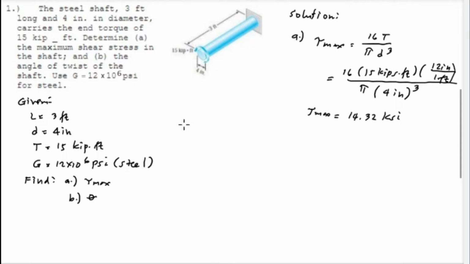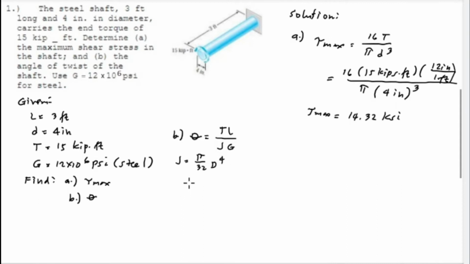Next, for B, which is theta, the formula is TL all over JG, and this is the equation for angle of twist. And what is J? J is the polar moment of inertia, and the formula for J is equal to pi over 32 d exponent 4.